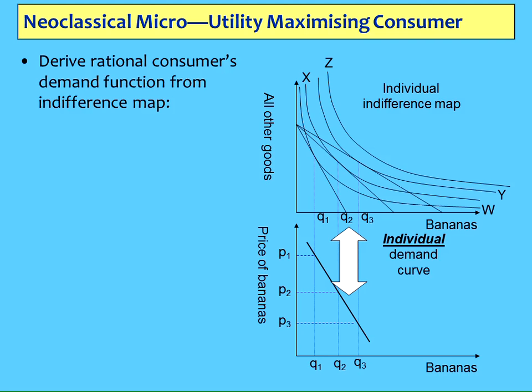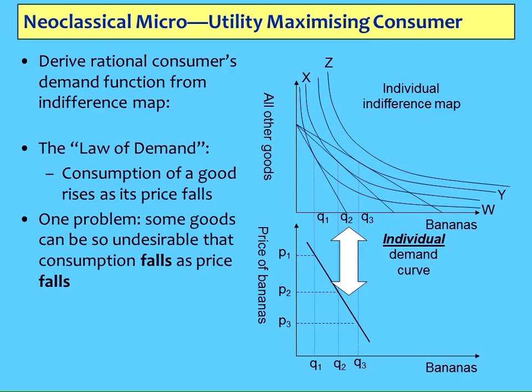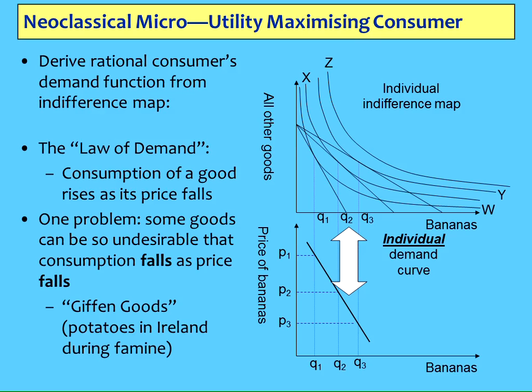There's an individual demand curve with the dilemma, however, that given those undesirable goods, which economists call Giffen goods, you could actually get the reverse relationship. The demand curve could slope up as the price falls.